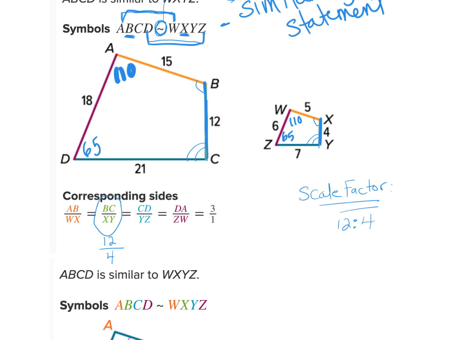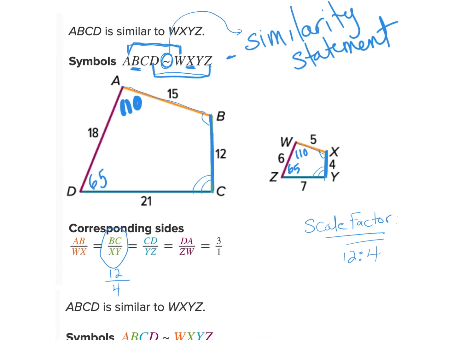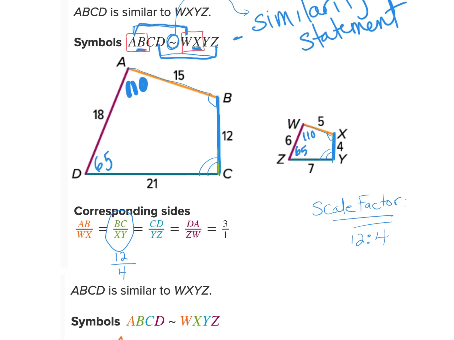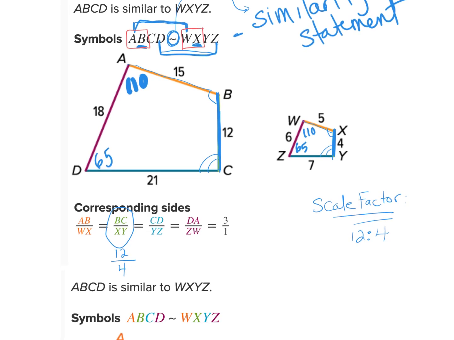Now, AB, our orange line, AB goes to WX, which I can also pull from my similarity statement because they're the first two letters. So those sides must match as they indicate here. Now AB is 15 and WX is 5.